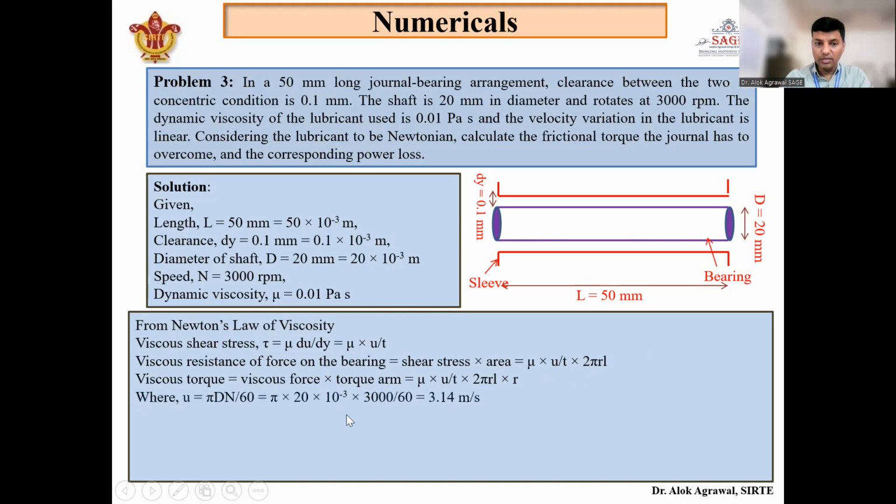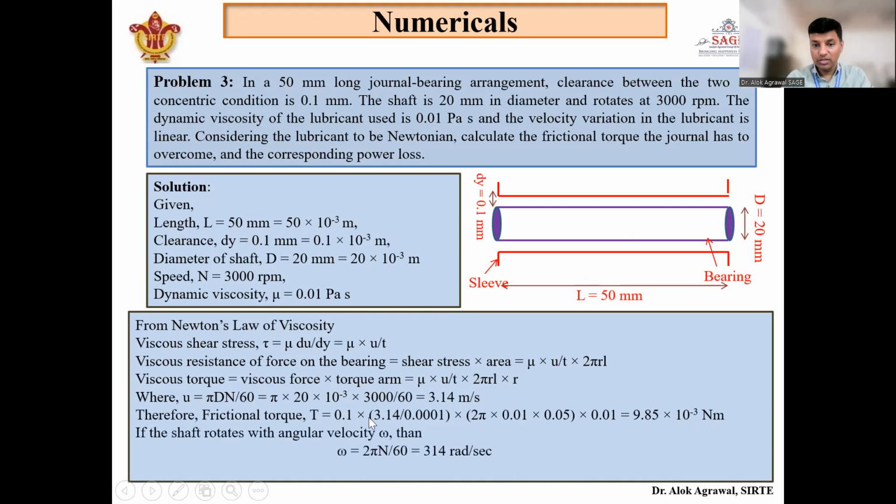Okay, so from here we can calculate torque, but we don't know the u because this is the rotational speed. What is given, 3000 rpm, is rotational speed. We have to convert this into linear velocity because in the formula we are using linear velocity. So converting it to linear velocity using the formula pi d n by 60, where d is diameter and n is rotational speed, we get 3.14 meter per second as our linear velocity. So substituting all the values in this equation, we get frictional torque as 9.85 into 10 to the power minus 3 Newton meter.